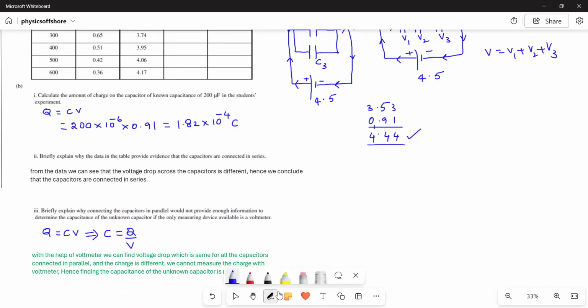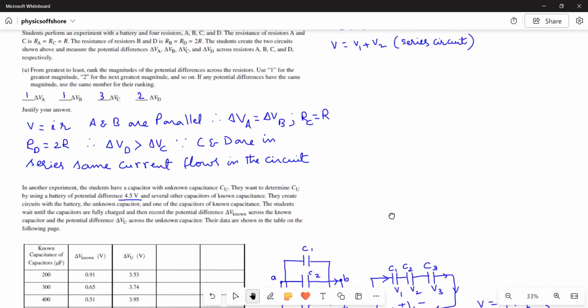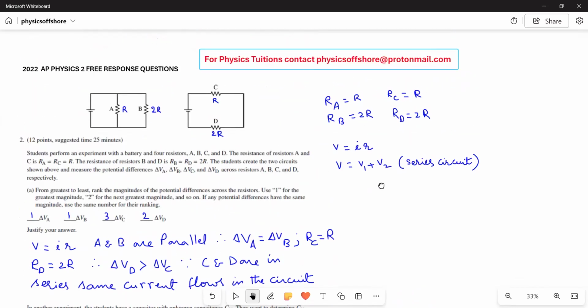If you know the nature of the capacitors when they are connected in series and parallel, and this is just based on RC circuits, resistance and a capacitor, how the behavior of resistors and capacitors connected in series and parallel.